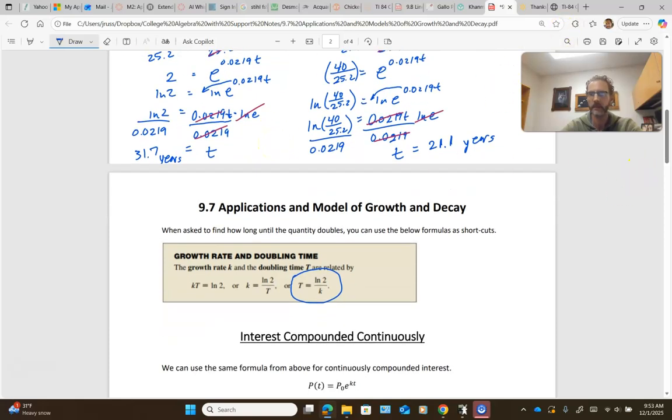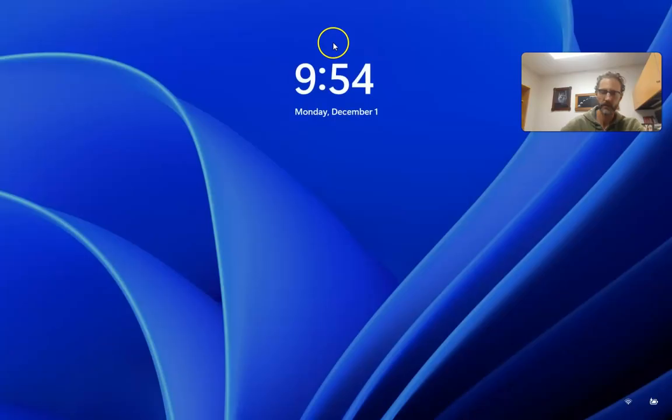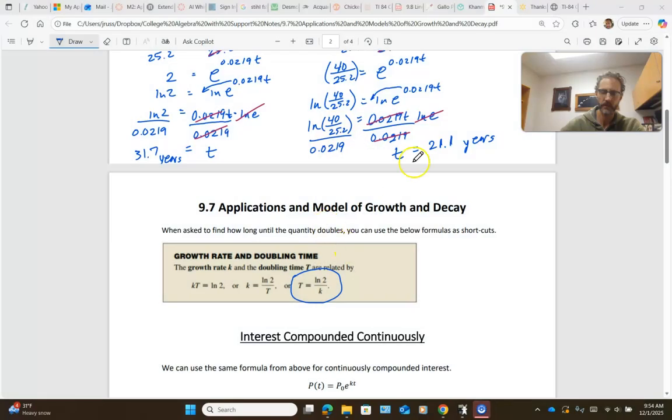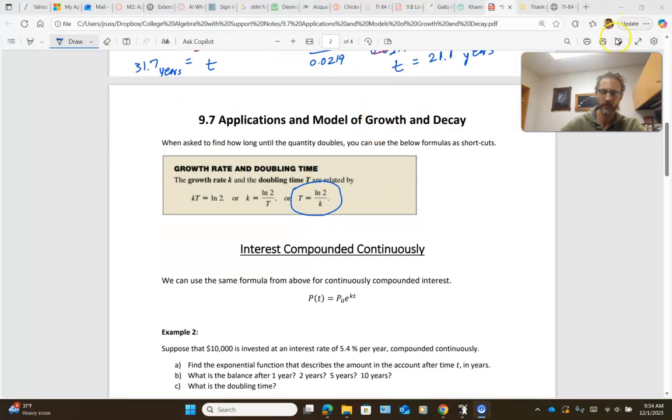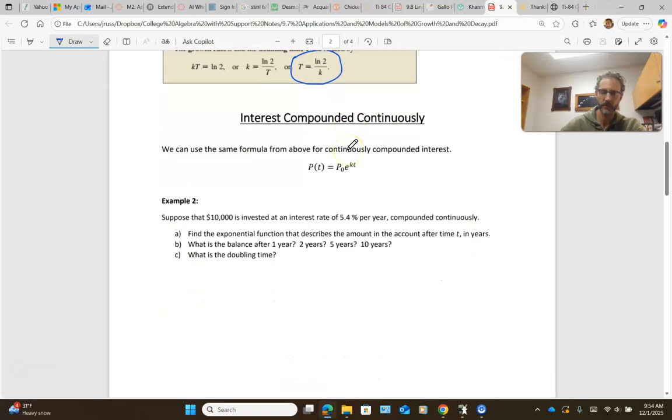All right. My computer froze. Okay. All right, so interest compounded continuously. Let's see. Okay, well, it looks like my image froze again, but that's okay.